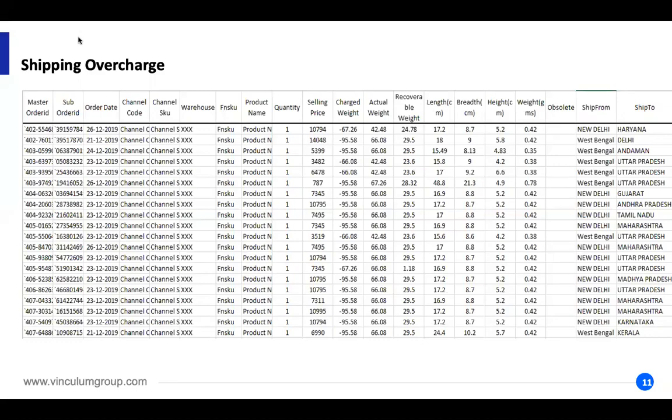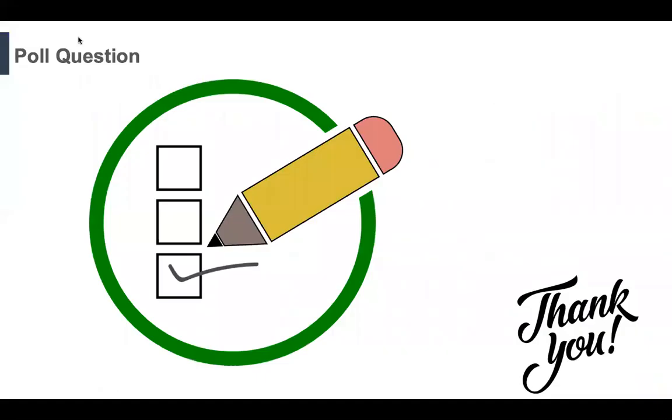Before that, I would just like to take an opinion poll from all of you. The question is, would you want to go for a one-time free reconciliation leakage value with WinReco? That's our product. There are two answers, yes or no.